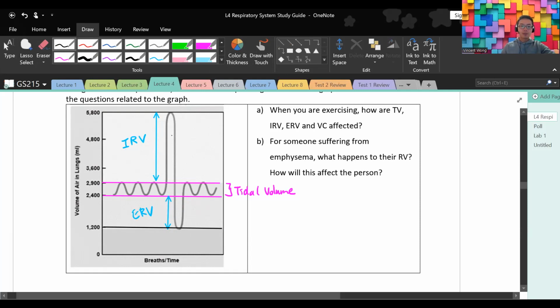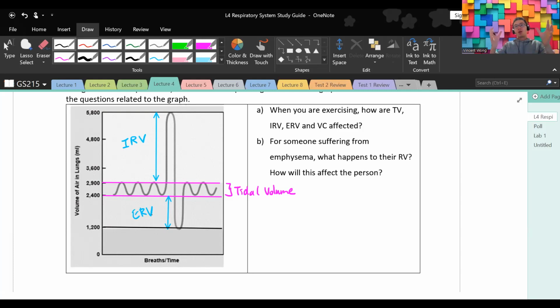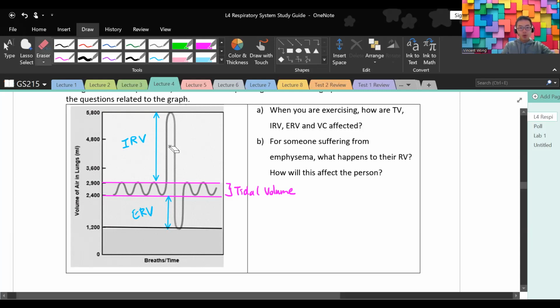So if you add up all these volumes, if you exhale as much as you can, at that point your lung is the smallest possible. And then you breathe in all the way until you can't breathe in anymore. So you go from the lowest point all the way to the maximum point. That amount of air that you just breathed in represents your vital capacity. So vital capacity, VC, equals inspiratory reserve volume plus tidal volume plus expiratory reserve volume.